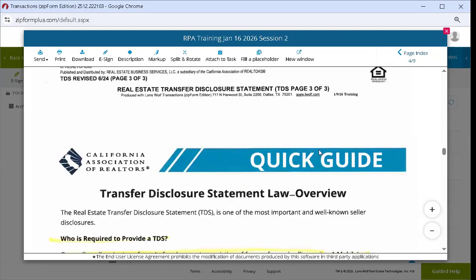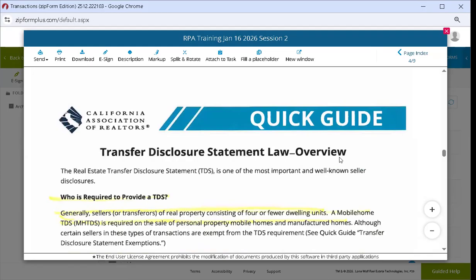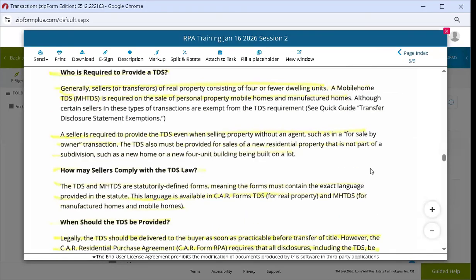So I also pulled up the quick guides for the TDS overviews. So who's required to provide a TDS? It's property sellers of real properties consisting of 4 or fewer residential dwelling units, so 1 to 4 units. Also, just so we always remember that it is required on a mobile home, but it's called an MHTDS. So CAR has made a TDS for mobile homes, okay?